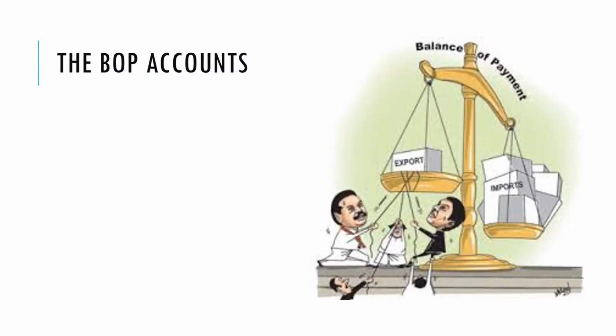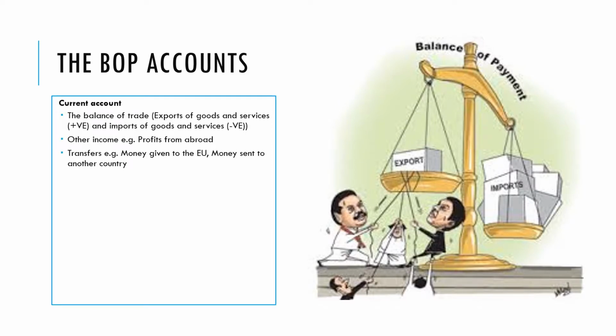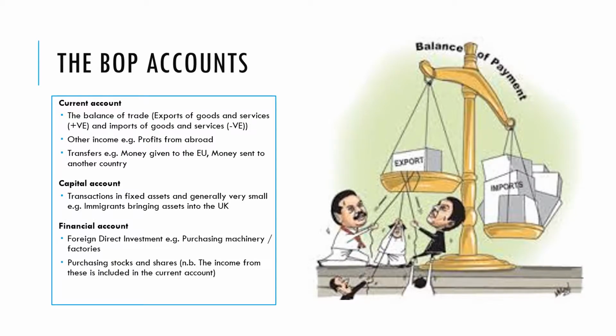Let's have a little bit more detail on those accounts. The one we talk about most commonly is the current account, and this is the balance of trade in imports and exports of goods and services. It also includes other income from abroad, so profits from investments abroad, and transfers, so money sent to other countries or money given, for example, to the EU. We then have the capital account, which is quite a small account, and this just measures the transactions of fixed assets moving in and out of a country. And then finally we have the financial account. These transactions are any FDI or any purchasing of stocks and shares.